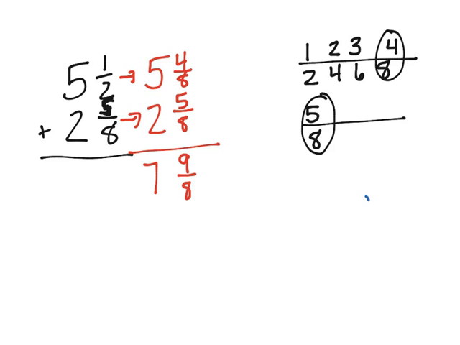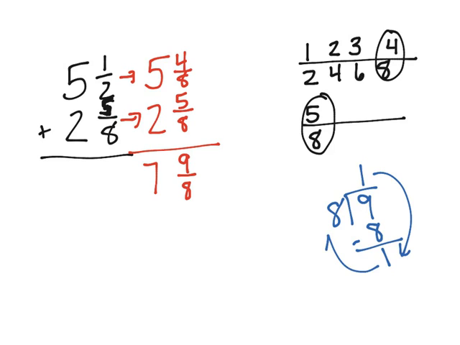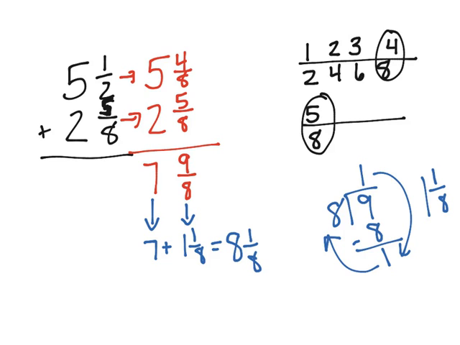So I'm going to do 9 divided by 8. 8 goes into 9 once. 1 times 8 is 8. Subtract 1, go around the world, 1 1/8. So this right here is 1 1/8. But I also still have those 7 wholes. So altogether, what is that going to be? 8 1/8.